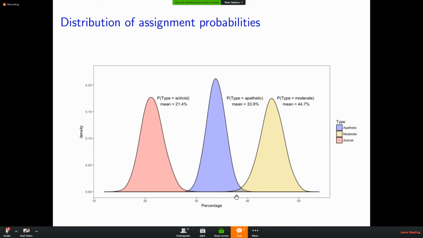The model assignment for the average person is to have a moderate type, so that person is classified as a moderate about 45% of the time, as an apathetic about 34% of the time, and as an activist about 21% of the time. But there is a lot of variation in the sample in terms of the proportion of the time that different individuals are assigned to these three types.